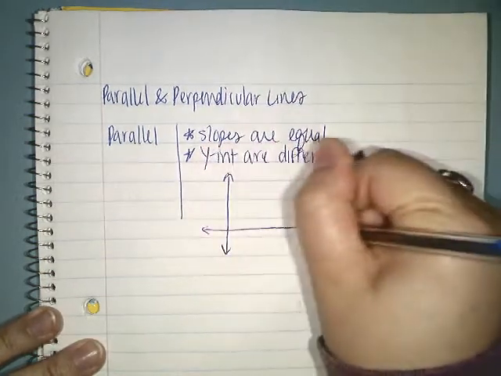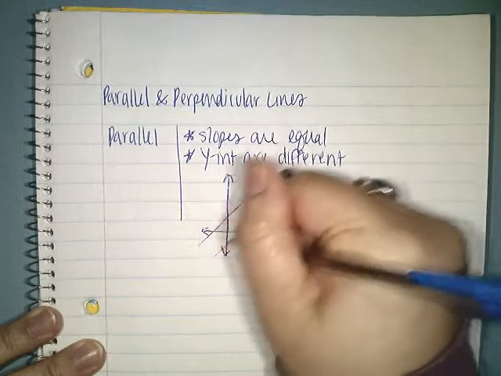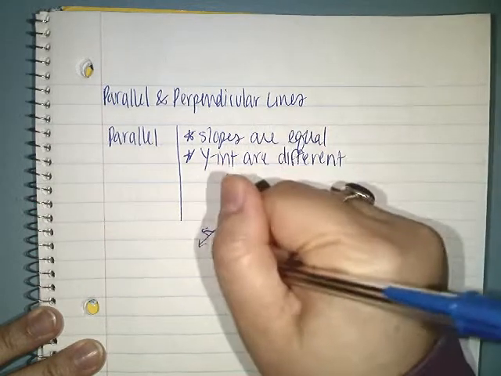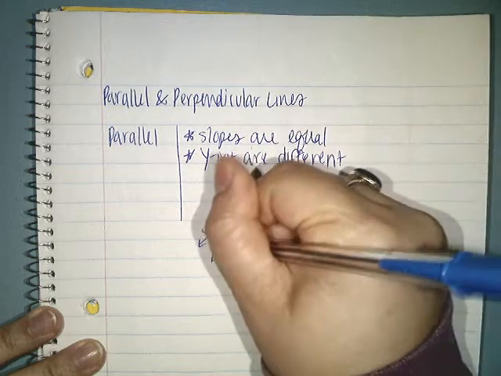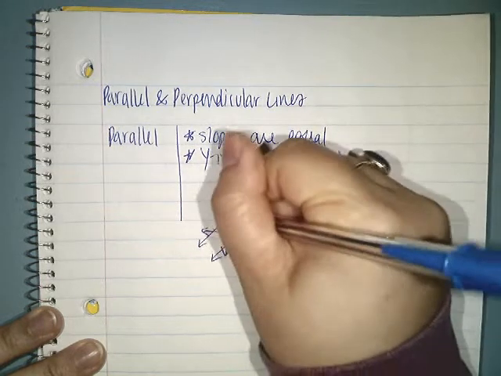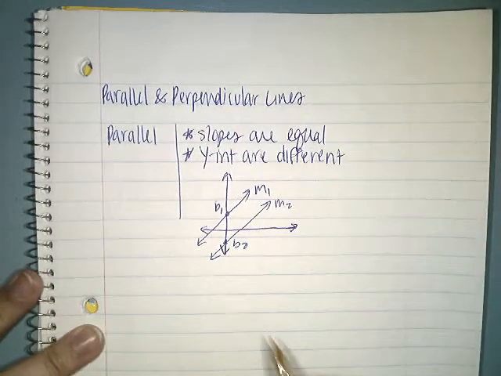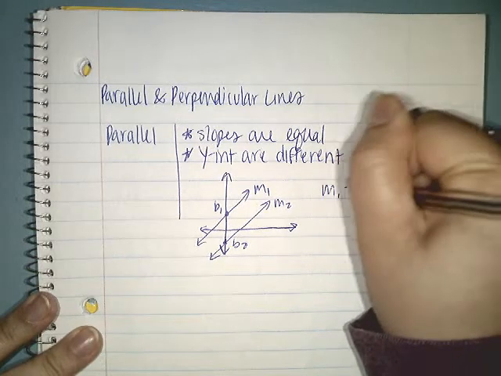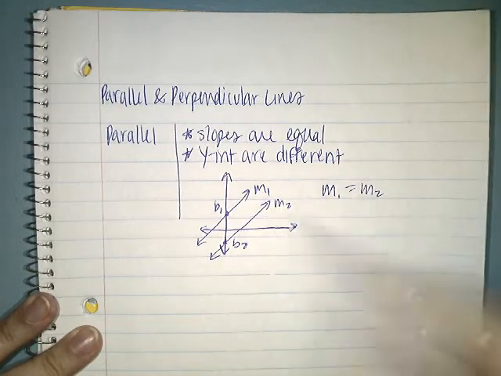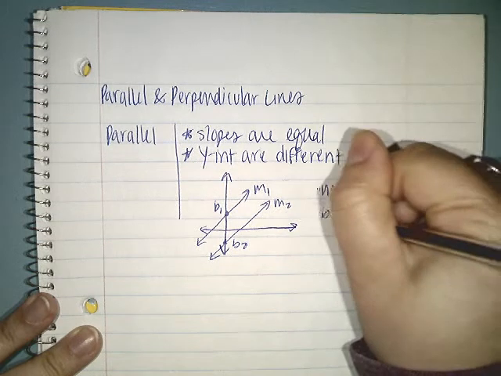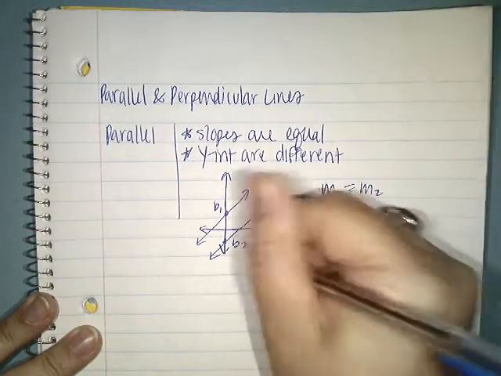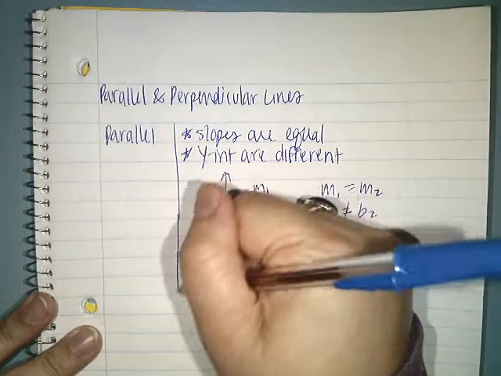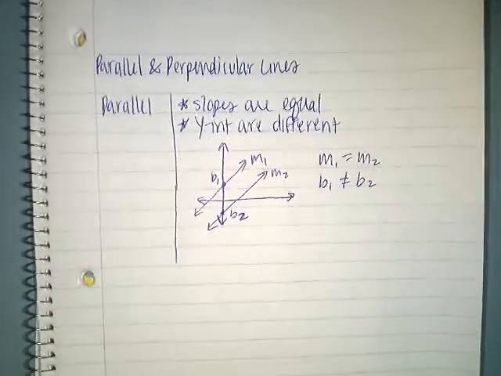So visually, these could look something like this. So we'll call this M1, M2, B2, B1. So then we know that M1 equals M2, so the slope of the first line is equal to the slope of the second line, but B1 does not equal B2, so the y-intercept here does not equal the y-intercept here. Otherwise, that would just be the same exact line.